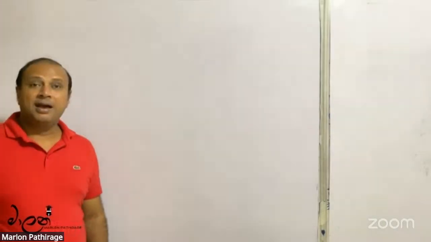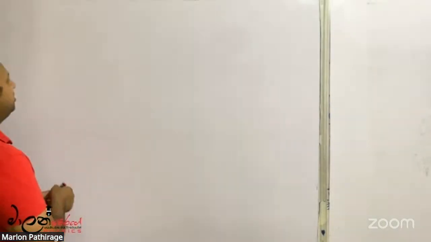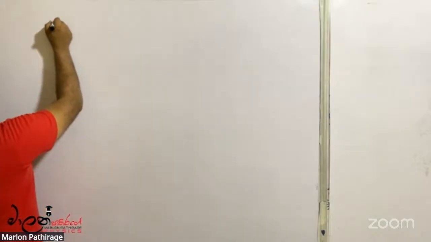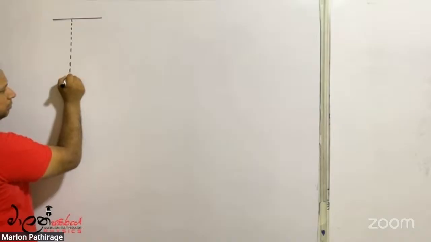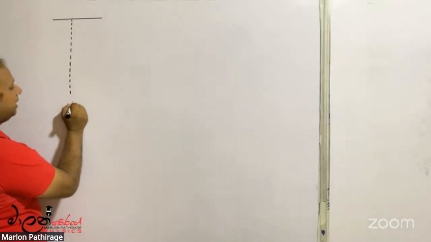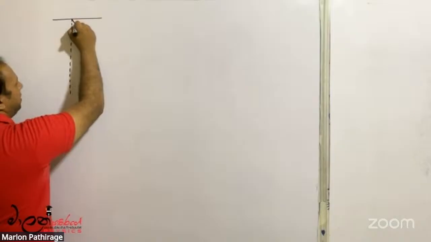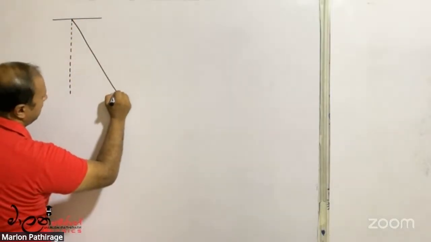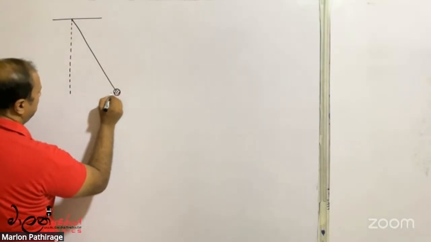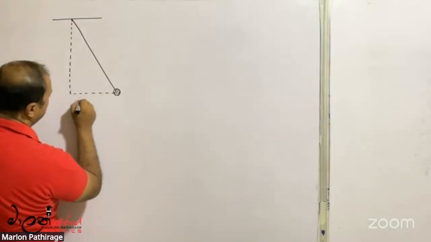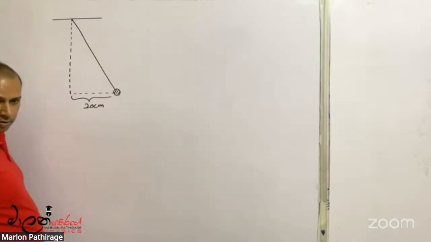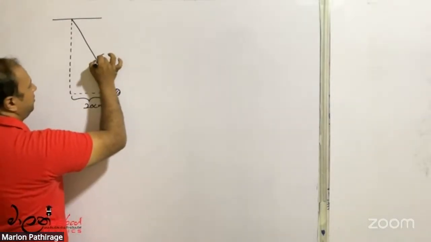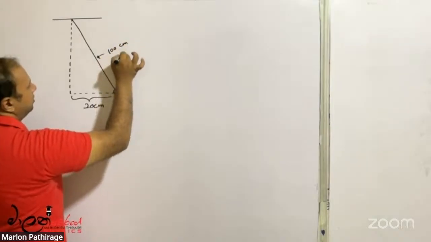Now this is a conical pendulum because the length of the string is simply measured as 1 meter, and the radius is 20 centimeters. This is 20 centimeters, and this one is 1 meter. 1 meter means 100 centimeters.